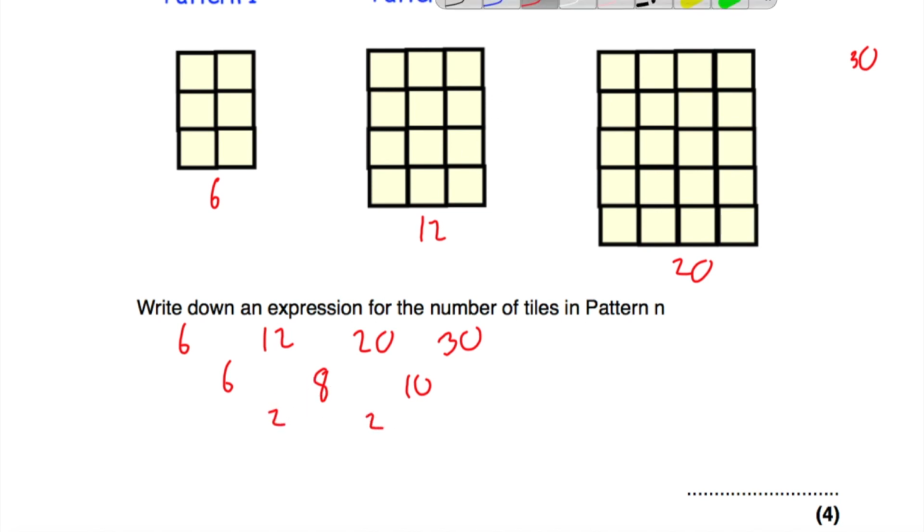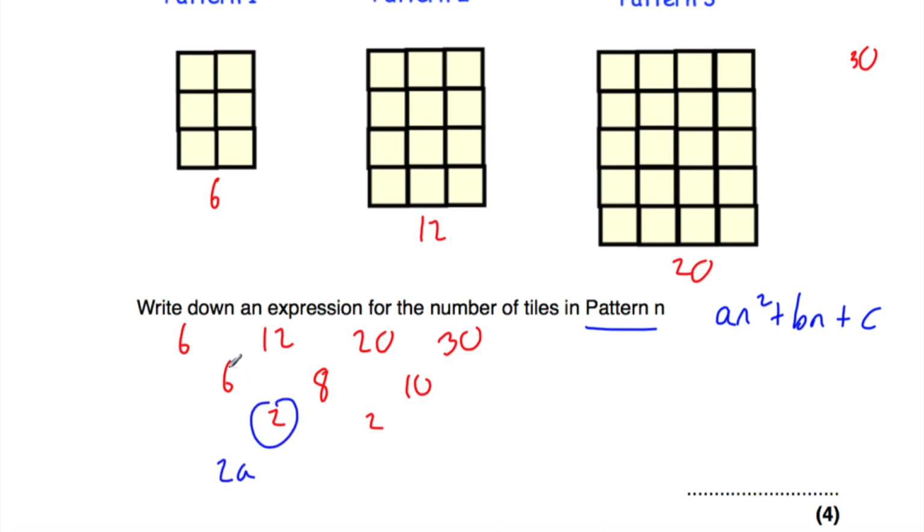Now let's find out our values of A, B, and C. Remember, we've been asked to find the expression for the number of tiles in pattern N, so that's the nth term, which is in the form of AN squared plus BN plus C. So our second differences are going to be equal to 2A. Our first difference is going to be equal to 3A plus B. And our first term in the sequence would be equal to A plus B plus C.